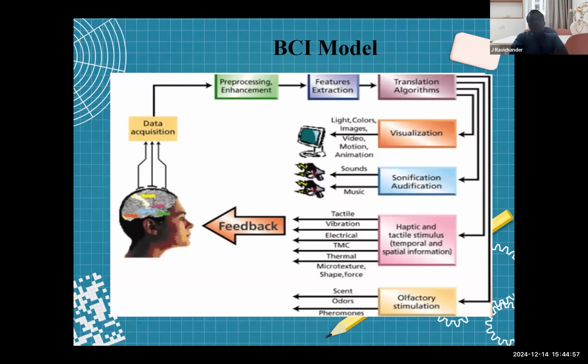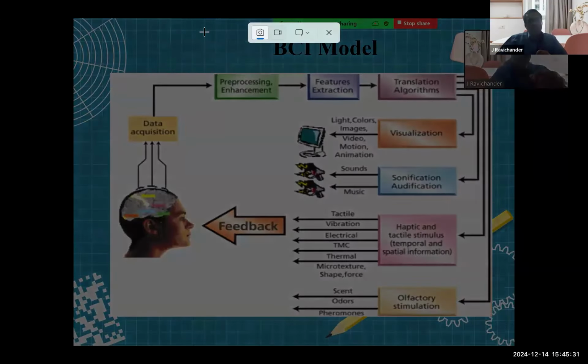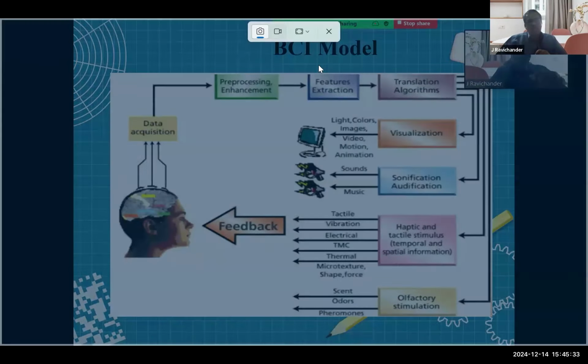After taking the data, first we have to clean the data. That cleaning step is known as pre-processing. Then after that, we have to extract the features. Features here do not mean general features. The data we have taken is in the time domain. Now the time domain signals we have to convert into the frequency domain.